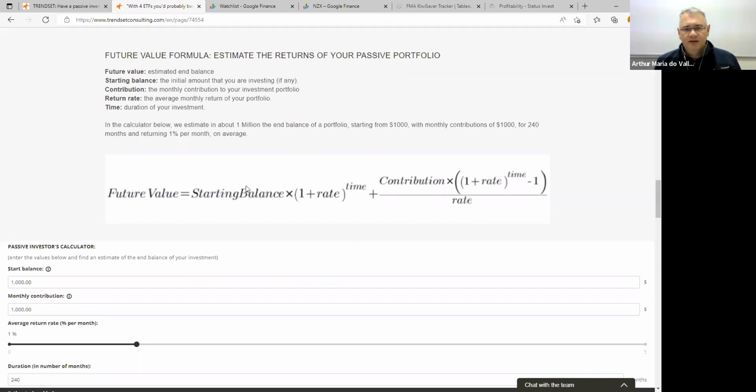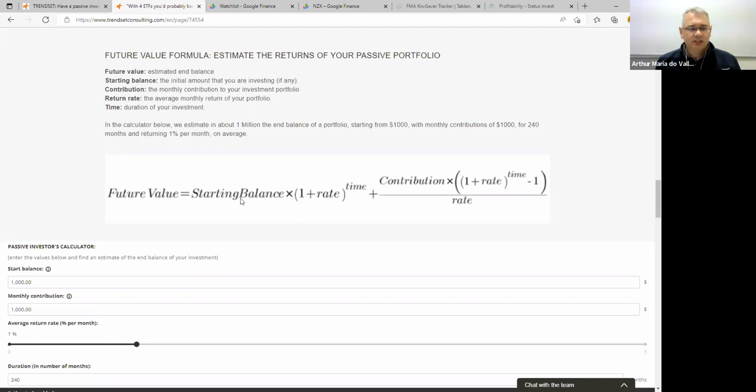It has basically three main components: your starting balance, the return rate, how much you are getting over your investments, and the time. Also, there is the contribution. So maybe every month you contribute a little bit. That is what I call the only formula that might work for you, the future value formula. And note here that time is the only one that is exponential. So the longer you stay invested, the higher will be your final balance.